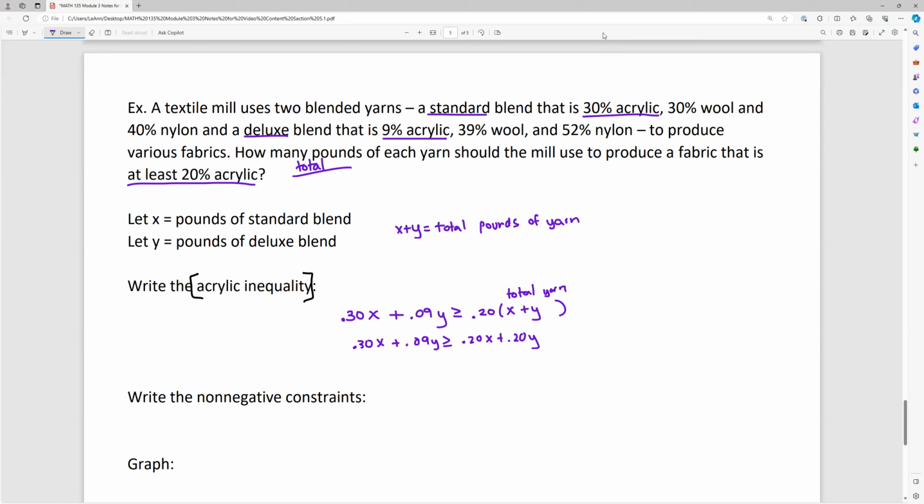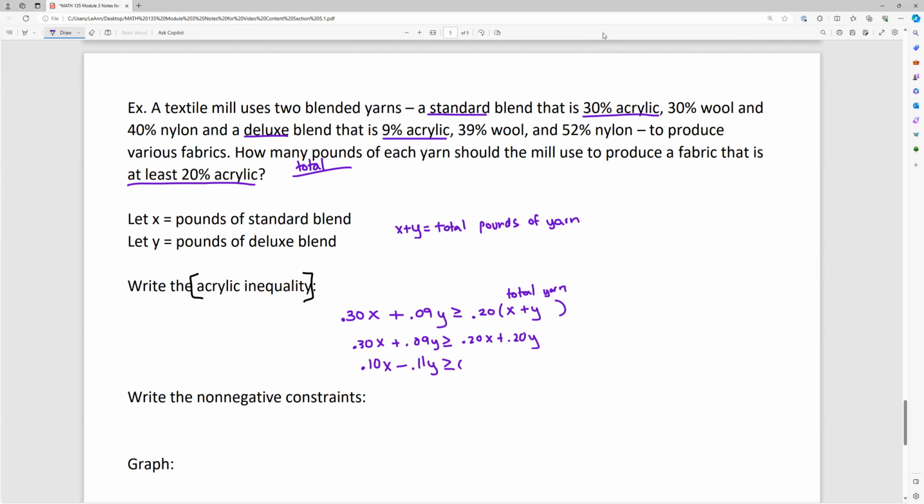I'm going to move everything to one side. I'll subtract 0.20x over to the left, so that makes this 0.10x. And then, actually, it's going to be minus. Hang on just a second. We're also going to subtract the 0.20y over, but we're subtracting it from 0.09. So that's going to be negative 0.11y.